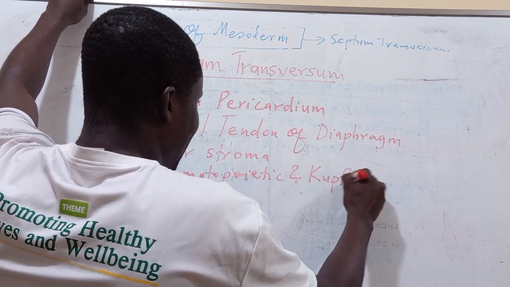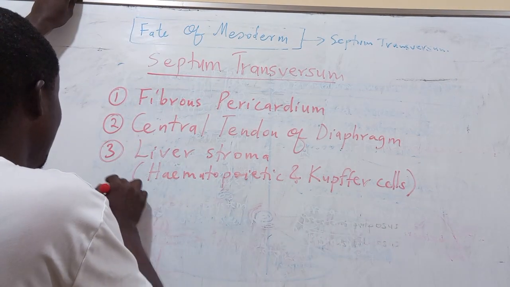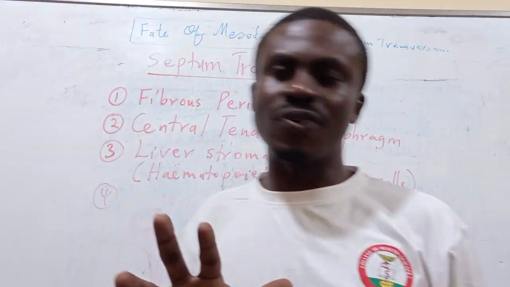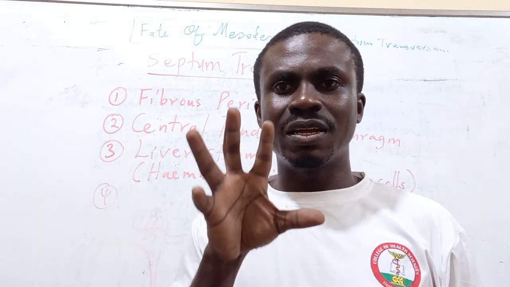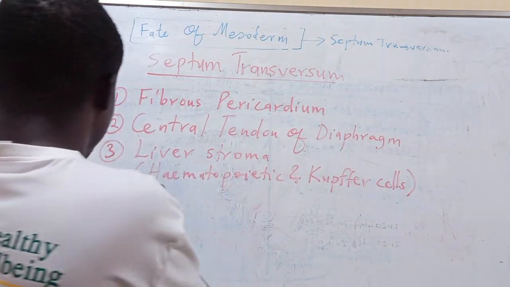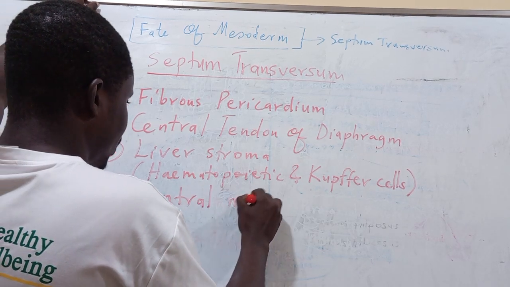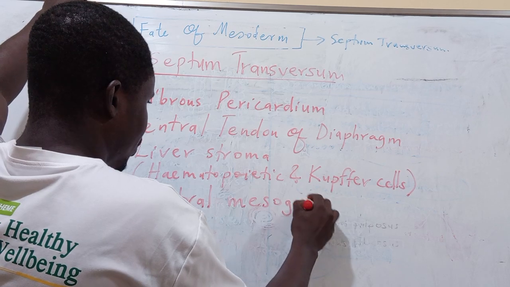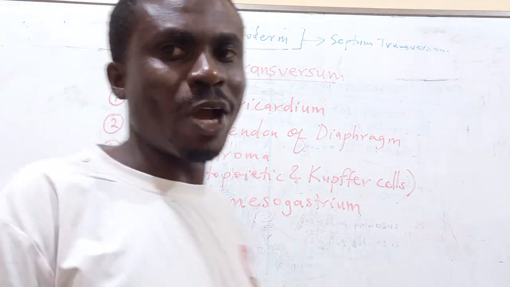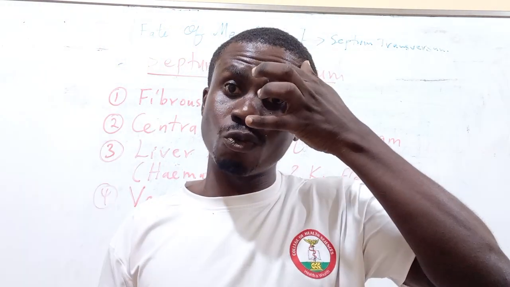Kupffer cells are named after someone, an eponym. They are the liver macrophages. And then don't also forget this, the ventral mesogastrum. So there's another one I want you to know, the ventral mesogastrum, which we are going to see has a lot of derivatives coming from it. I'll explain all those to you.